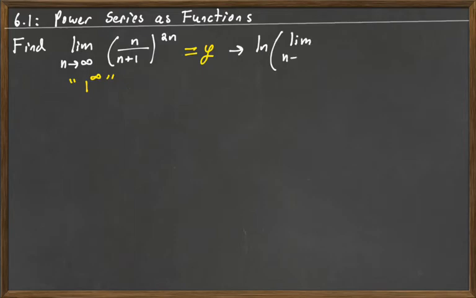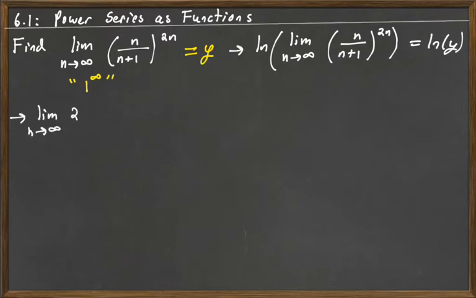and then we're going to take the natural log of both sides. The natural log of the limit as n goes to infinity of n over n plus 1 raised to the 2n power is equal to the natural log of y. Using the fact that the natural log is continuous, we're going to slide the natural log past the limit. So we have the limit as n goes to infinity, and then we use the power rule of logarithms to bring down the 2n as a factor. So this is the limit as n goes to infinity of 2n times the natural log of n over n plus 1, and that's equal to the natural log of y.